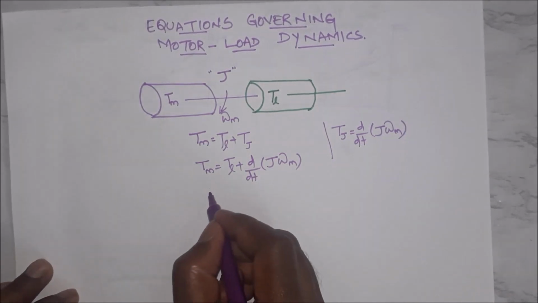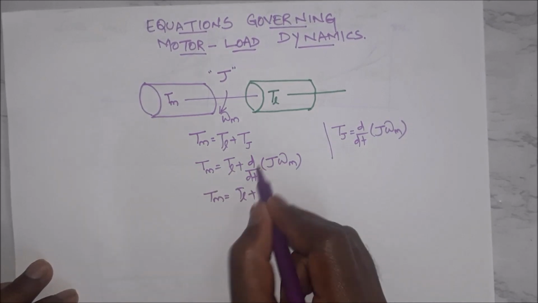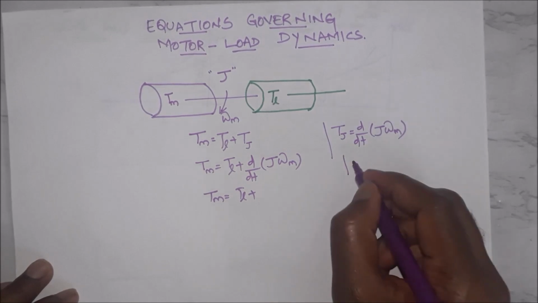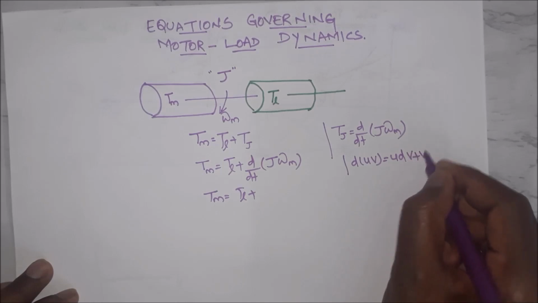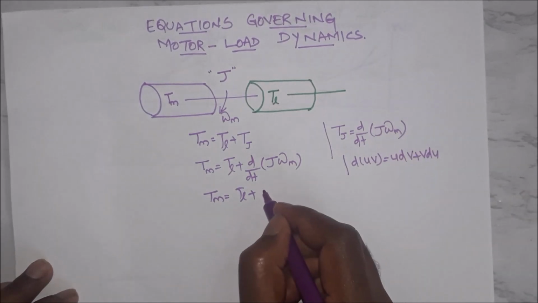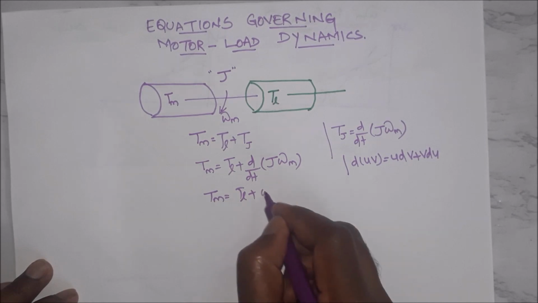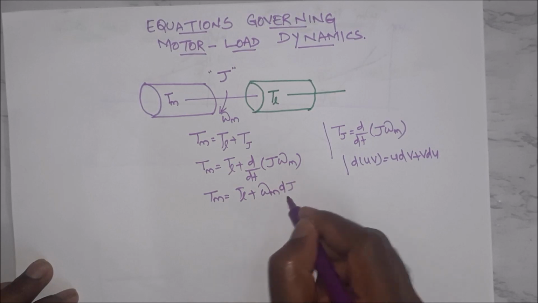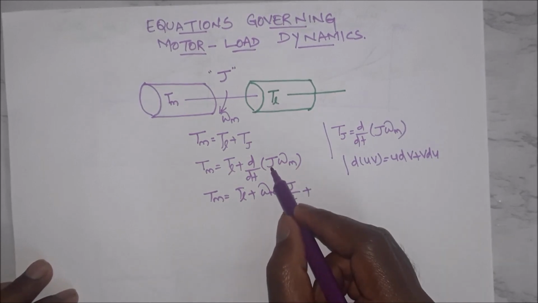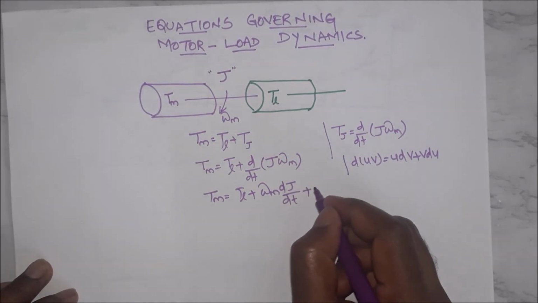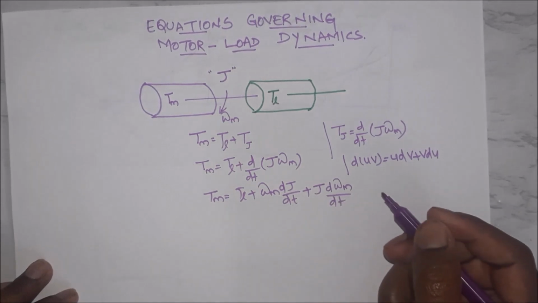Now let us differentiate this equation with the UV method. Differentiation of UV is equal to U dV plus V dU. So first keep omega m as constant and differentiate J. Therefore, omega m into dJ by dt, plus, keeping J as constant, differentiate omega with respect to t. Therefore, J d omega m by dt.